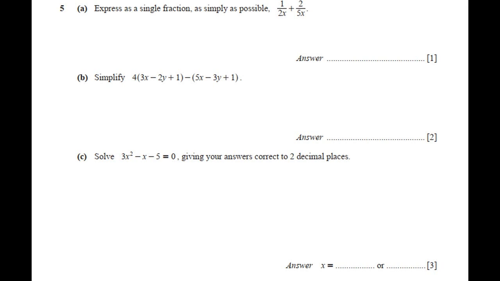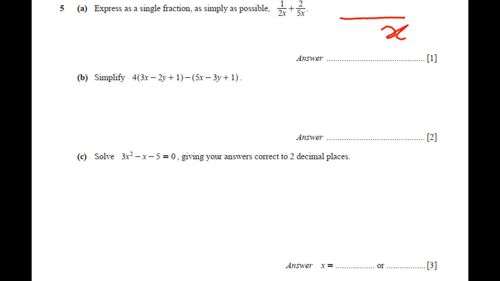Express as a single fraction as simply as possible, 1 over 2x plus 2 over 5x. So since we're adding two fractions, we have to make the denominator the same. We need to look for the LCM of 2 and 5, because x is shared by both the numbers in the denominator. So x stays as it is. What is the LCM of 2 and 5?